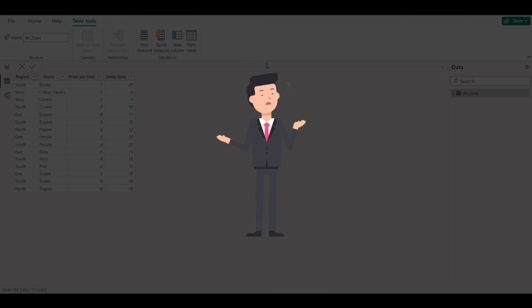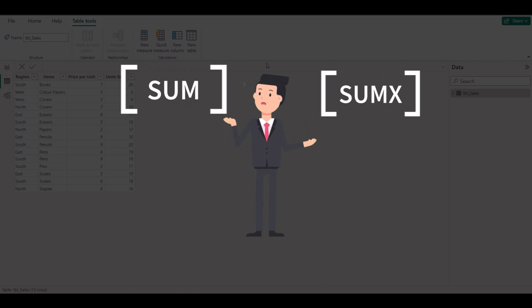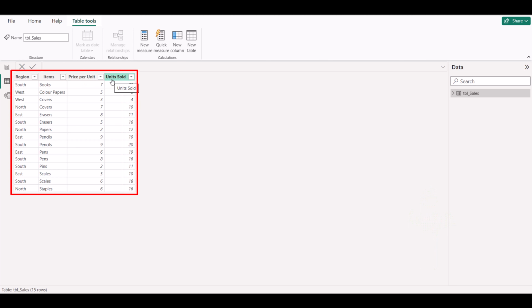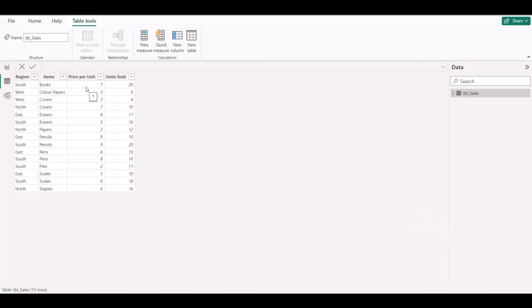Many people get confused about the SUM and SUMX functions in Power BI. Here I have four fields: region, items, price per unit, and units sold. I have the price and the number of units sold, but I don't have a sales column here. So let's see in action how to find the sales using SUM or SUMX and see the difference between the SUM and SUMX functions.